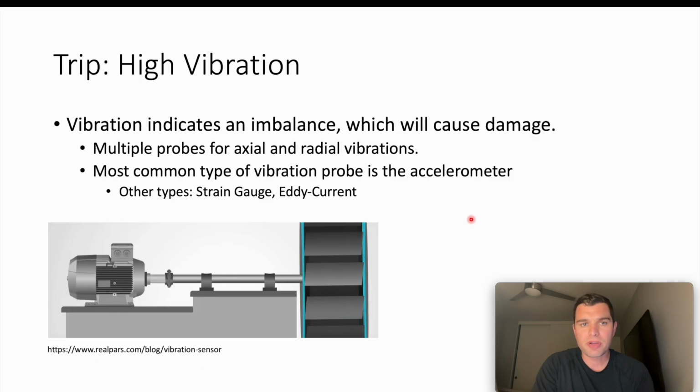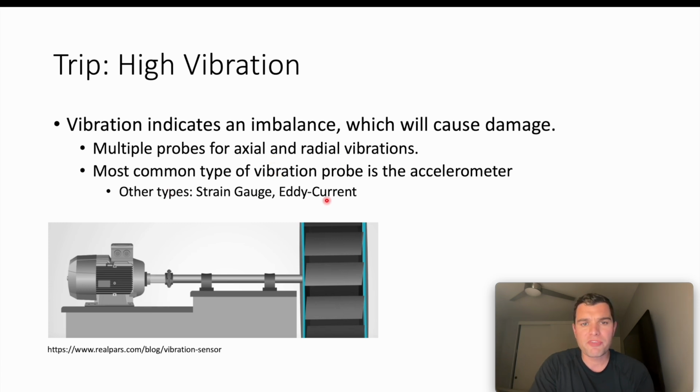Okay, and then high vibration is the third item I want to go over. Vibration would indicate an imbalance, which will cause damage. You can imagine the compressor spinning at something like 3,600 RPM, rotations per minute. Any kind of slight imbalance could result in some serious damage. And so there are multiple probes for both axial and radial vibrations, and we'll go over what those directions mean.